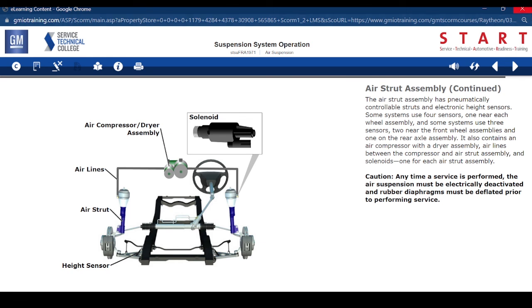Caution: anytime a service is performed, the air suspension must be electrically deactivated and rubber diaphragms must be deflated prior to performing service.